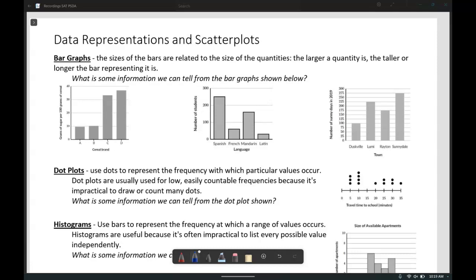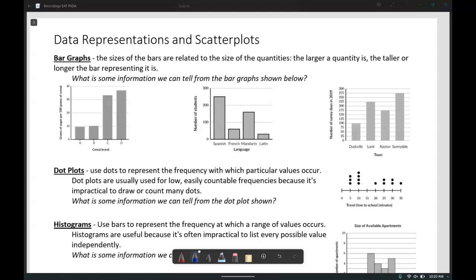Let's take some time now to look at the different ways that data can be represented in various graphs. First, the most common is bar graphs. The size of the bars are related to the size of the quantities. The more that we have of that quantity, the taller the bar or longer the bar will be that represents it. These are used when we have very discrete categories that we can count, such as brands of cereal, languages spoken, or something about any particular town or city.